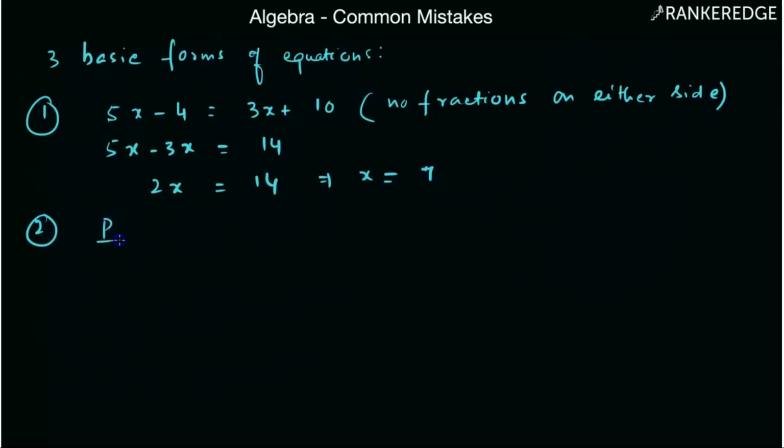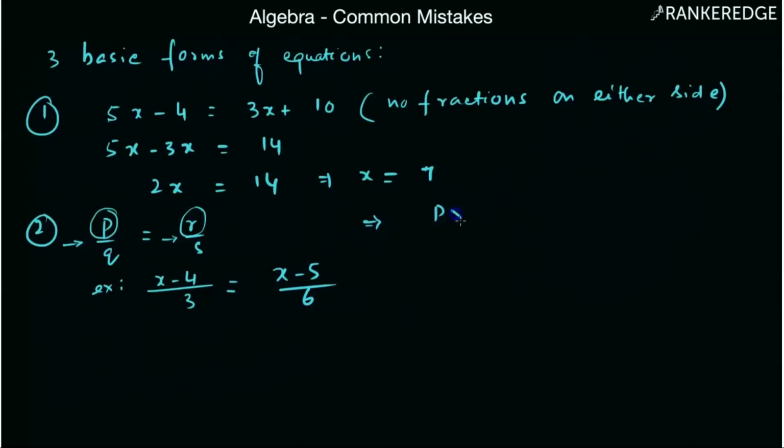Second basic form is p by q is equal to r by s, where this division symbol is for the entire numerator in the LHS, and this division symbol is for the entire numerator in the right hand side. What does that mean? If I take an example like this, (x minus 4) by 3 is equal to (x minus 5) by 6. What can I do when the equation is in this form? I can cross multiply. P into S is equal to R into Q and then solve the equation.